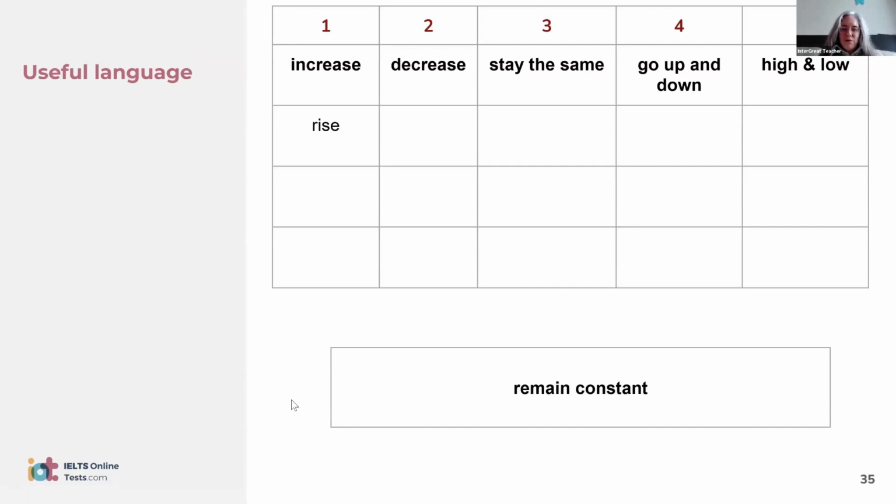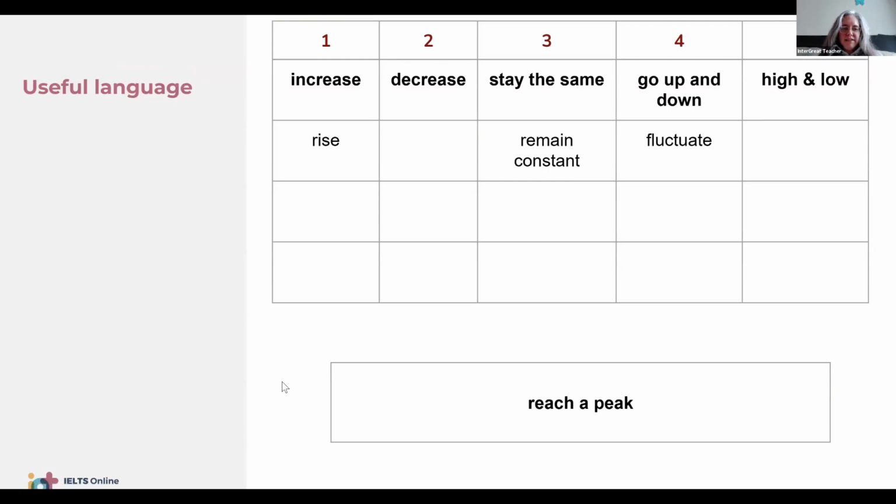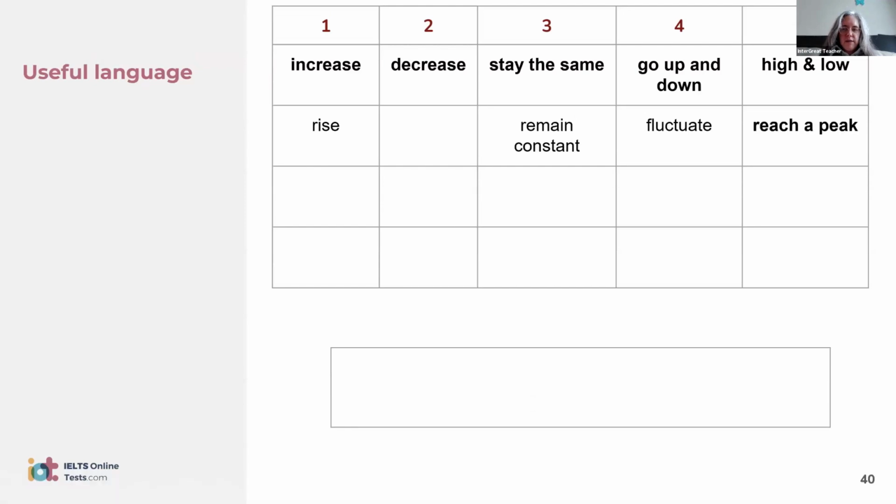Good. Okay, next one, remain constant. Where can this one go? What's the best place in the table? Yeah, lots and lots of number threes. Good, stay the same. Okay, fluctuate. What's the best place for this? Yeah, great, lots of fours, good. Reach a peak. Where does this one go? Yeah, lots and lots of fives. So for a high point, reaching a peak, the highest point.